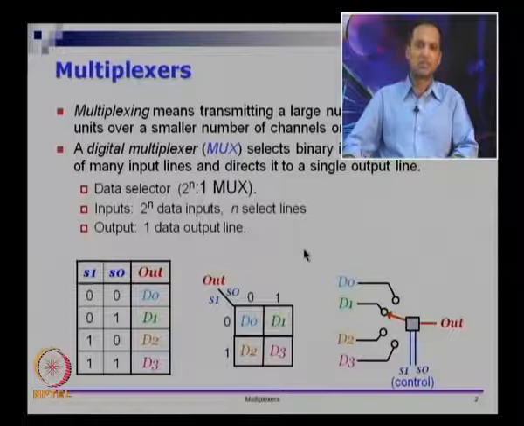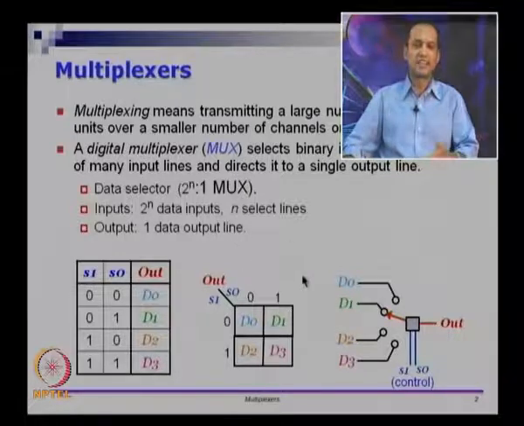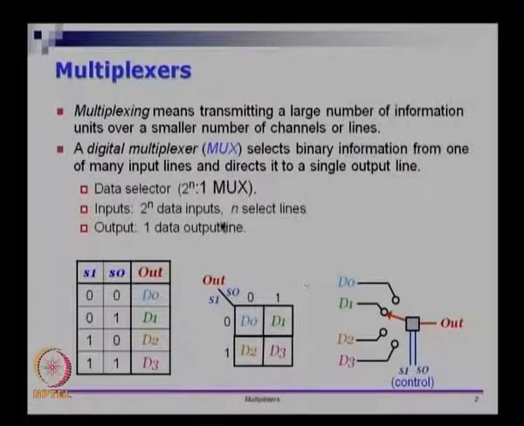In multiplexers, we will call this a data selector. There are 2 power n data inputs and we have n select lines. As before, we will not count the control lines when we name a multiplexer. So if I say 4 to 1 multiplexer, it is 4 different inputs connected to one output. The count of the control lines is not taken into account there. So there are 4 inputs, n select lines and 1 output line. We will call this a 2 power n to 1 multiplexer.